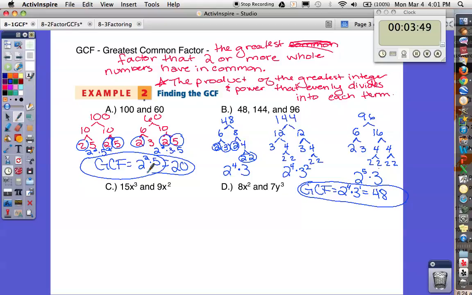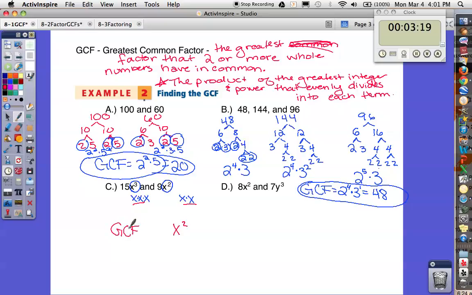Well, we can find GCFs of polynomials as well. Okay? Again, you're looking at basically what makes up each term, what's the greatest amount that they have in common. So when you're looking at this, maybe look at the x's first. Look at the variables first. This is made up of x times x times x. The second term is made up of x times x. So what do they have in common? They have 2 x's in common. So your GCF is going to have an x squared.